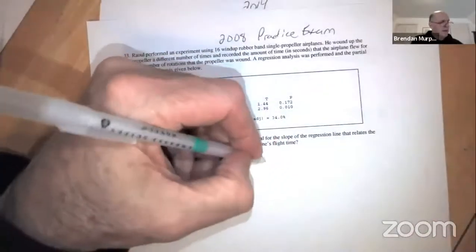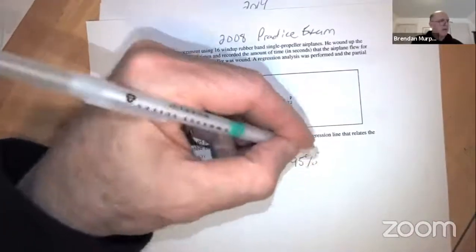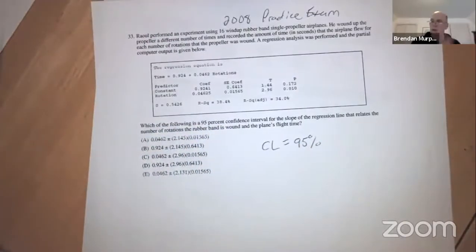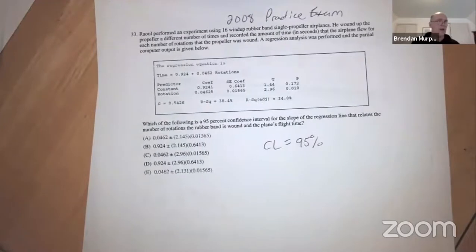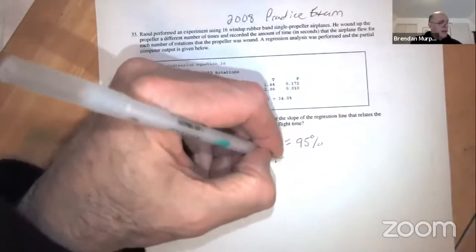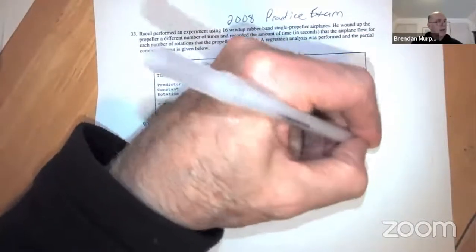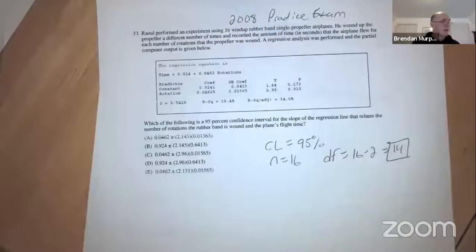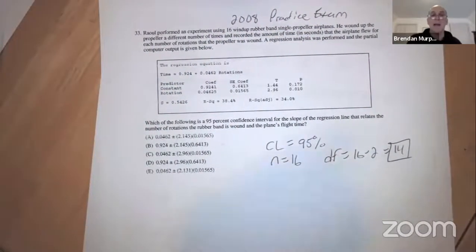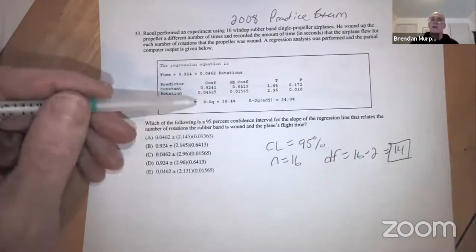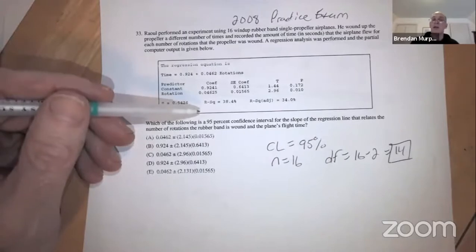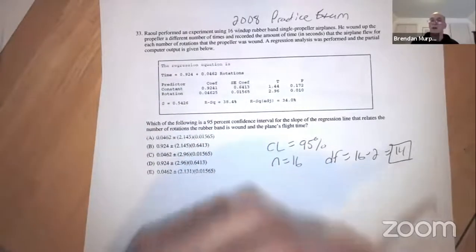Same problem here. My confidence level is 95%. That feels like a pretty common confidence level, but please understand that there are lots of other ones. One of the problems that we may or may not get time to do today had 98%, so maybe we'll take a look at that. My sample size was 16, so my degrees of freedom is 16 minus 2, or 14. That's important. I need that, and in this problem, I don't see that anywhere up here. I need the critical t value associated with this 95% confidence level and those degrees of freedom of 14.